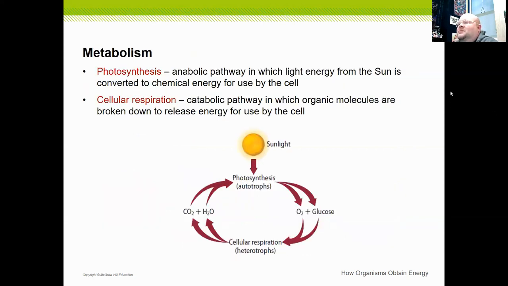Now we have metabolism. When you think of metabolism, we think of how energy is consumed or created. Photosynthesis is the pathway in which light energy from the sun is used and converted into chemical energy to be used by the cells. And cellular respiration is a catabolic pathway in which organic molecules are broken down to release energy used by the cells. So photosynthesis is used by plants. Cellular respiration is used by animals and humans.